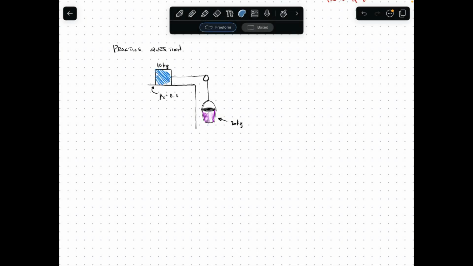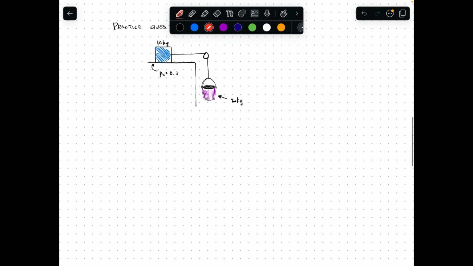So in this question, we're trying to figure out if this box on the table will start sliding because the bucket is hanging off the side of the table by that string. And we have a coefficient of static friction of 0.3. So let's start this by assuming that the block is not moving. And that would mean that we have a situation where all the forces are balanced.